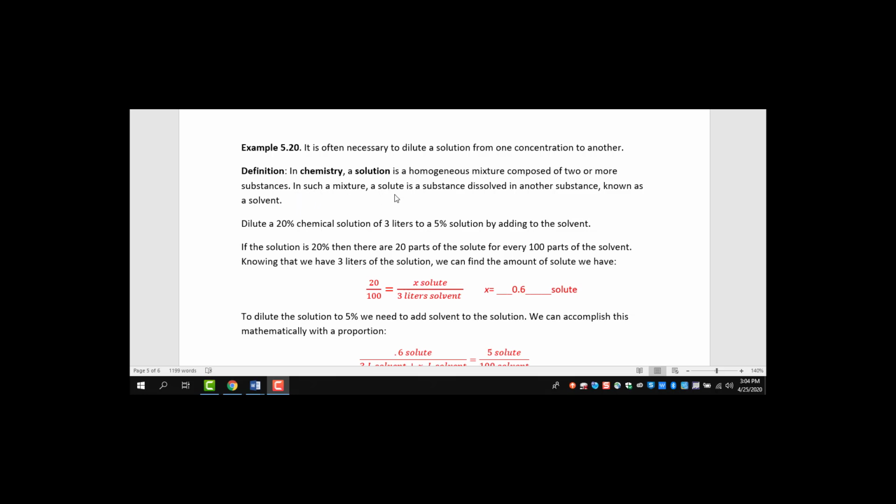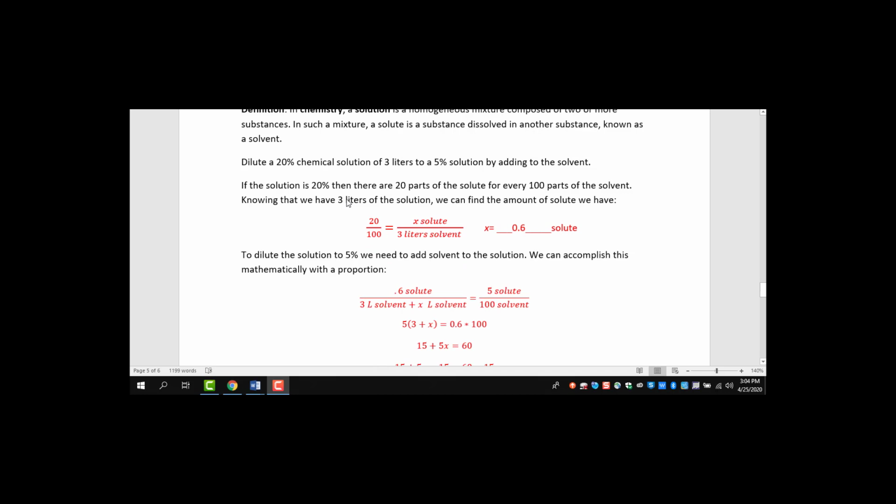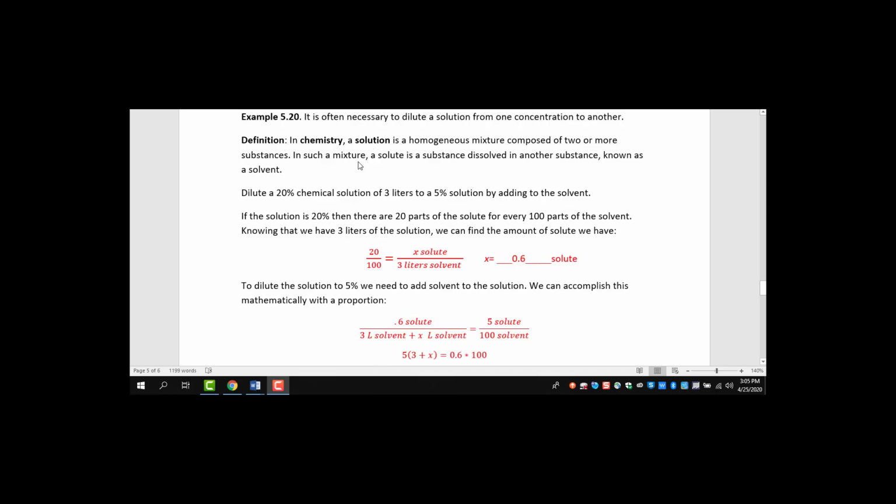But most of the time we're talking about medicine, right? Or different kinds of mixtures that we need for different things in chemistry. Dilute a 20% chemical solution of 3 liters to a 5% solution by adding to the solvent. It sounds confusing, but hang on here.